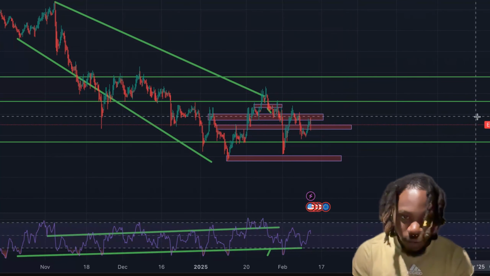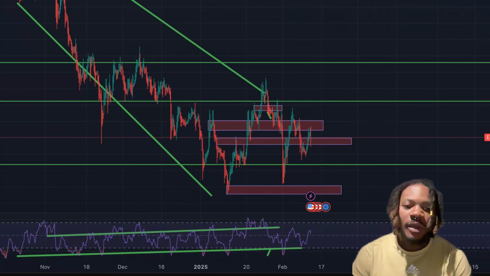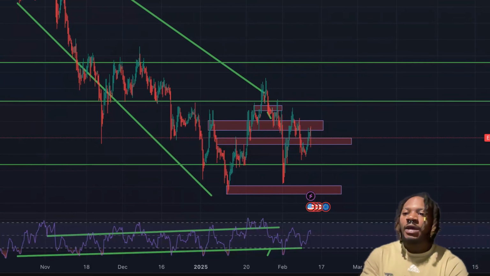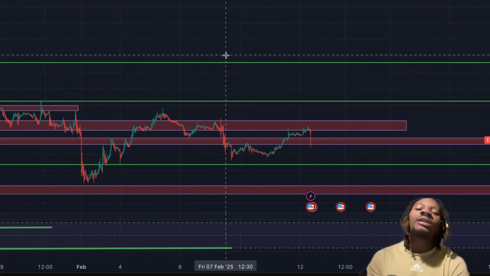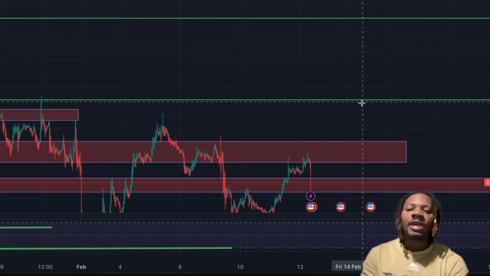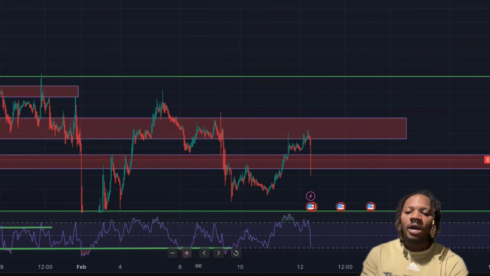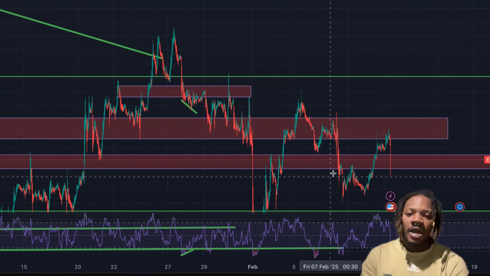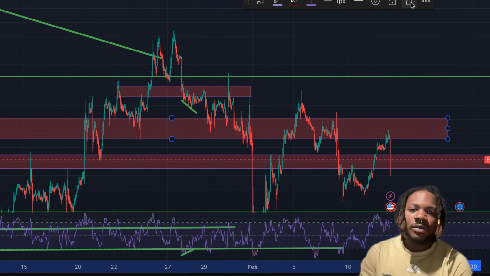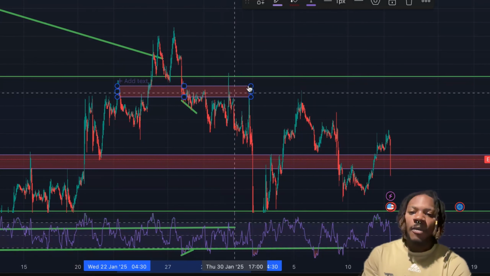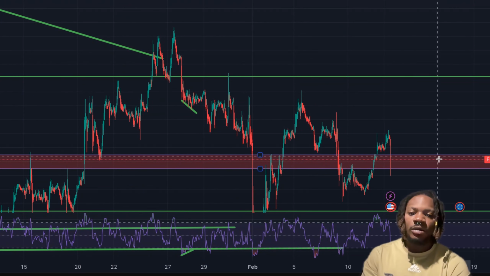So let's look at how we actually got into it. A lot of these boxes are more like day trading level areas that I had marked, just for reference. I'm going to clear some of this off so we can talk about it without so much going on.